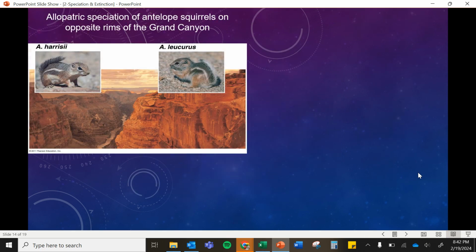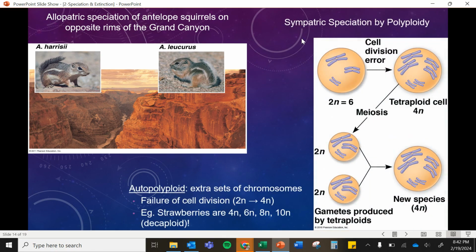An example of this is allopatric speciation in squirrels on opposite rims of the Grand Canyon. They are physically in different locations and unable to mate because of that. Sympatric speciation by polyploidy, an example of this is in strawberries. Strawberries have interesting genetics and number of chromosomes where they can actually have multiple copies of the chromosomes, which is called polyploidy, and that prevents them from reproducing with some other strawberries.